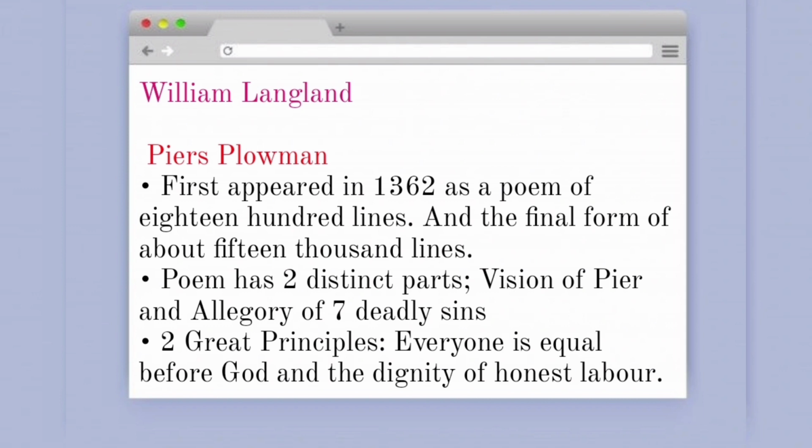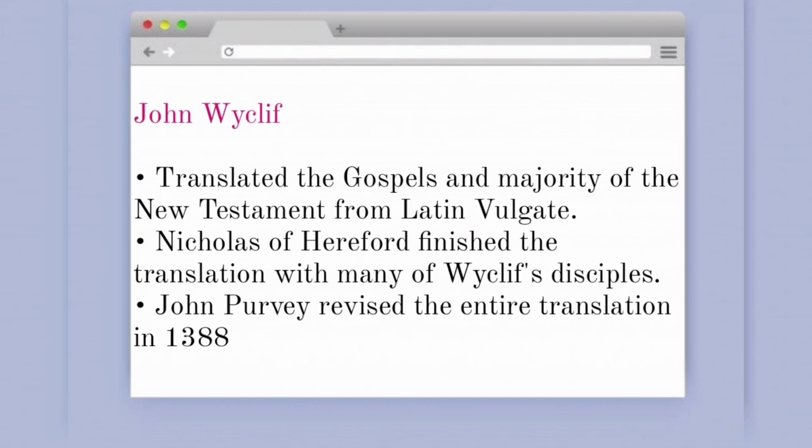And about John Wycliffe now. John Wycliffe translated the Gospels and much of the New Testament, and the rest was finished by his followers, especially Nicholas. And one other important figure related to John Wycliffe is John Purvey. He was also a disciple of Wycliffe. He revised the entire Gospel and New Testament in 1388. So that's all about John Wycliffe.